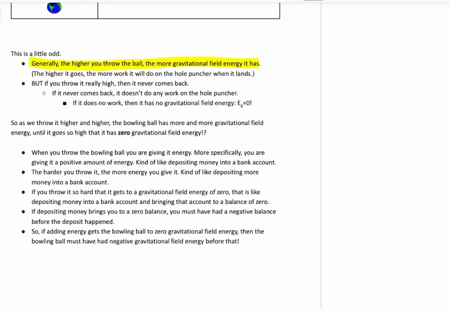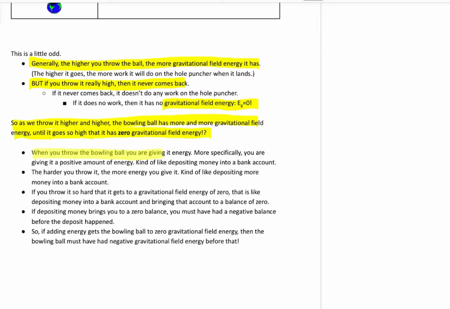Work on the hole puncher is kind of our judgment for how much energy the ball had. If it did a little bit of work, it had a little bit of energy. If it does a lot of work, it had a lot of energy. If it does no work, that means it had no energy. So this is kind of weird. The higher and higher we throw the bowling ball, the more and more energy it has until it gets to zero energy.